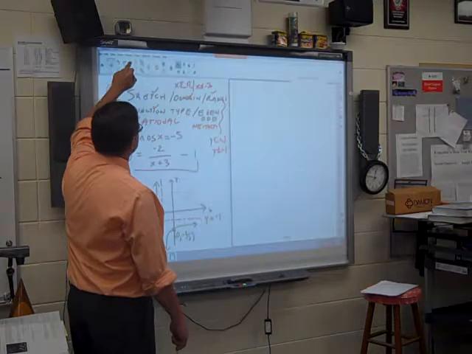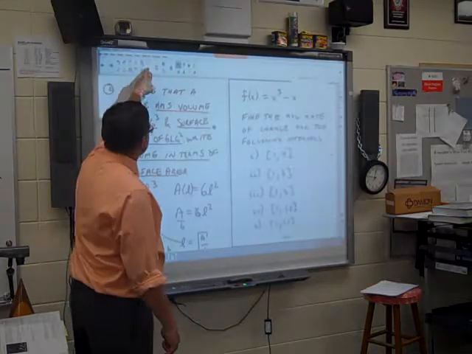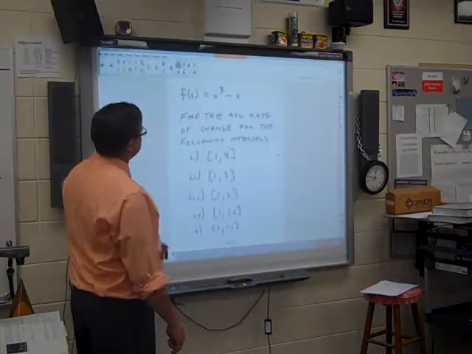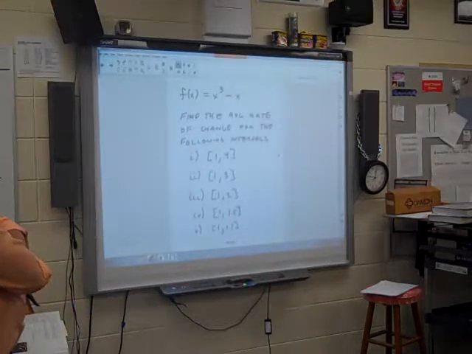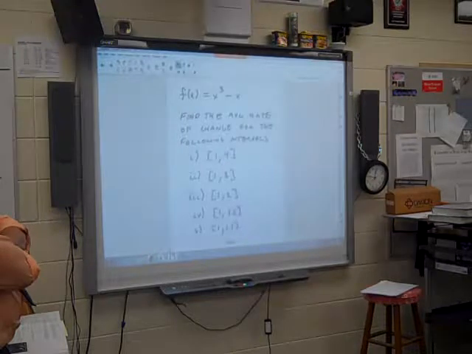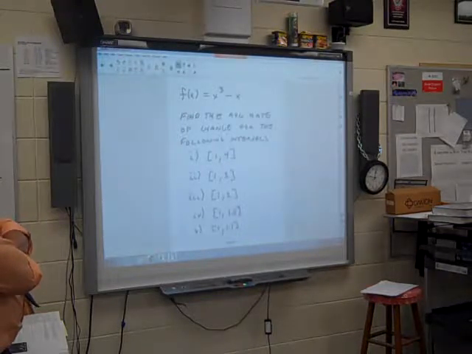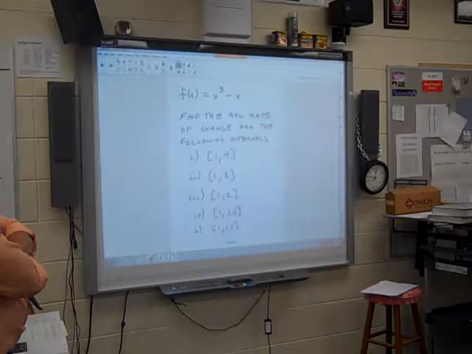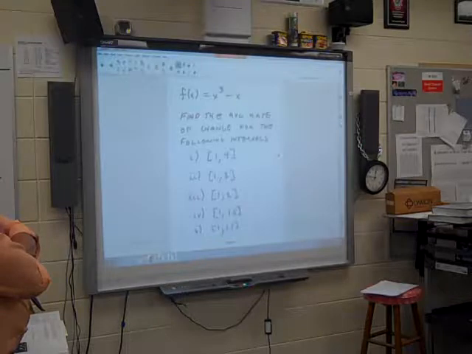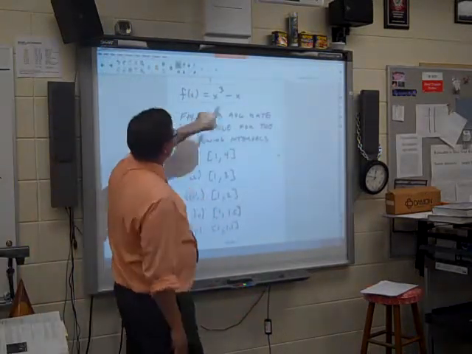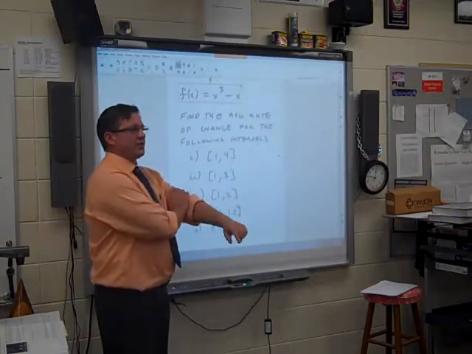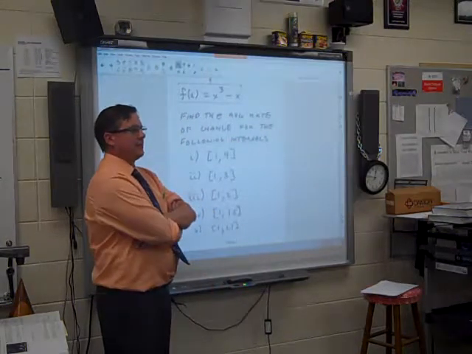All right. New stuff. Let's talk new. All right, so I have a function. F of x equals x cubed minus x. Find the average rate of change for the following intervals. 1 to 4, 1 to 3, 1 to 2, 1 to 1.5, and 1 to 1.1. Woof. Does that seem like a lot of work? It should. Everybody, if you don't know, that's okay, but what kind of function is this? Anybody know?